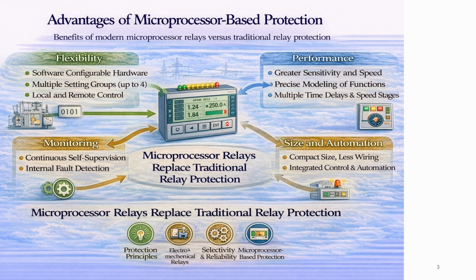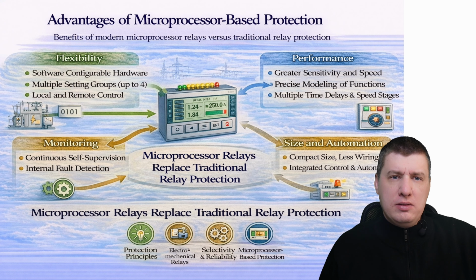Modern relays continuously monitor their own condition. Self-supervision detects internal faults and increases reliability. Physical advantages are also important. Microprocessor relays have much smaller size. They require far less wiring than traditional relay panels.